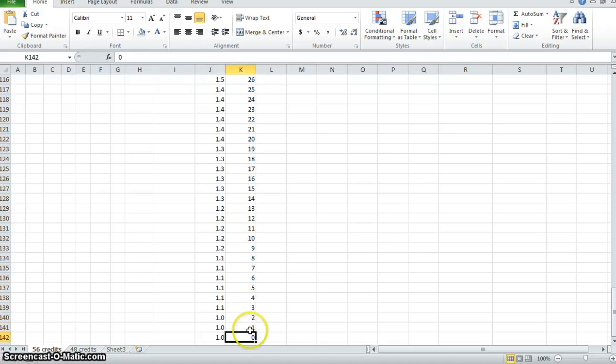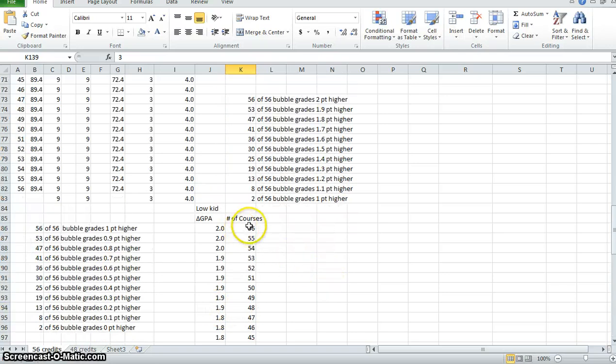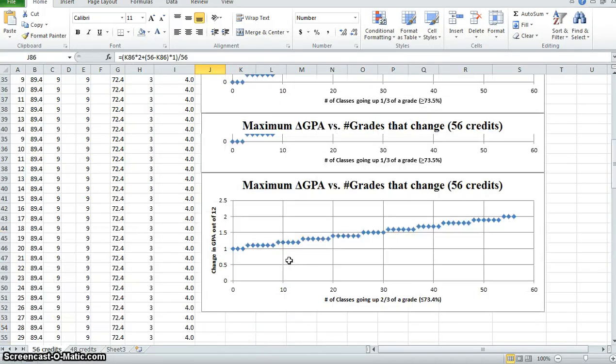They're actually going to have to, again, get 3 courses with a bump of 2 points to bring it up to 1.1. And then let's say they have 56 courses where they're always on the bubble to get 2 points. Well, that means their GPA change is going to be 2 points.